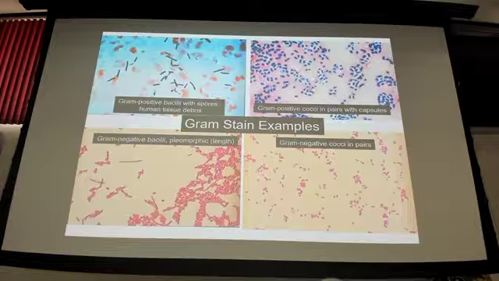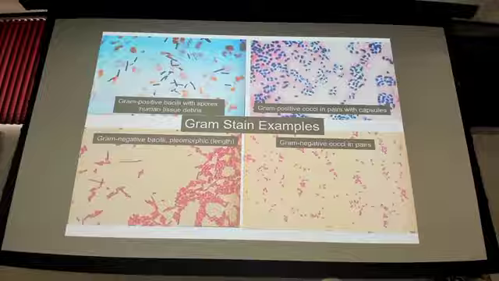And then lastly, in the bottom right, we have some gram-negative cocci in pairs. There aren't a whole lot of gram-negative cocci, and especially not in pairs like this. So this is probably either Neisseria meningitidis or Neisseria gonorrhoeae.